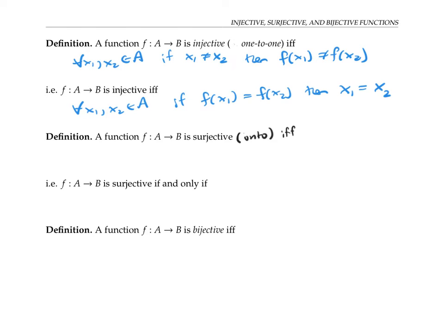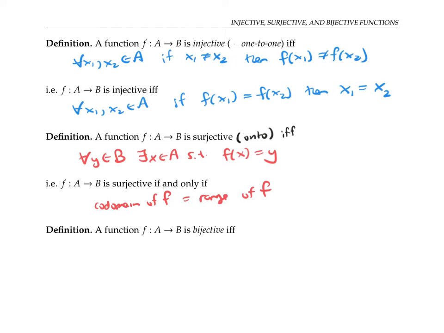We say that a function f is surjective, or onto, if every element of B, the codomain, is the image of some element of A, the domain. In symbols, we can say that for all y in B, there exists an x in A such that f of x equals y. Or equivalently, we can say that the codomain of f, that's B, is equal to the range of f, the set of all images of things in A.